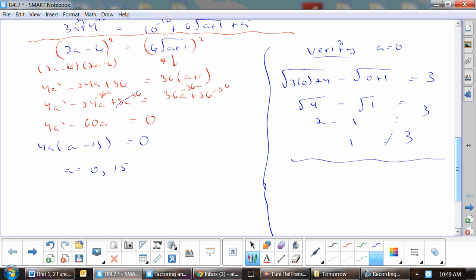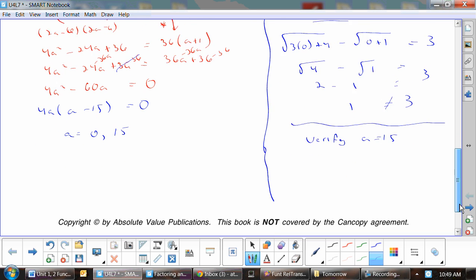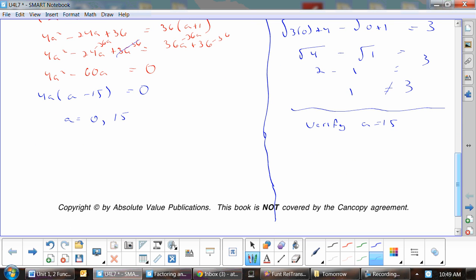Okay. Let's verify a equals 15. Now be careful here. I know some students go, oh, cool, it's got to be the other one. You might have 0 and 13, number 1. So you might have done it wrong. Graph this one. You're going to find that 15 does work, but still you're going to have to verify it for marks. Okay? Remember those things.